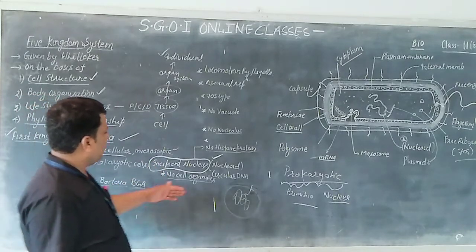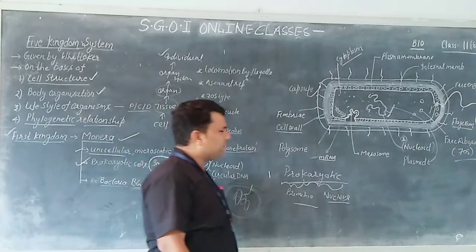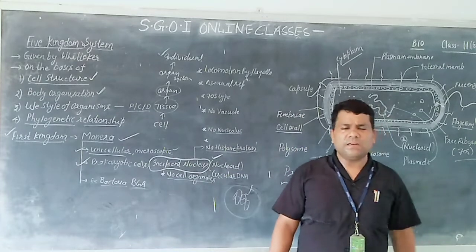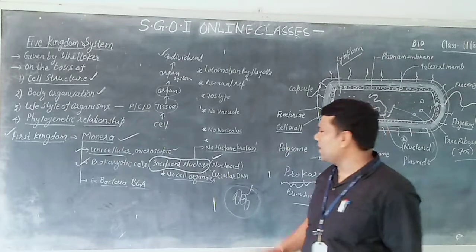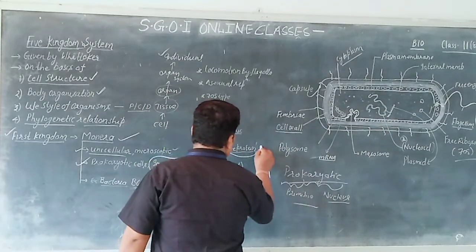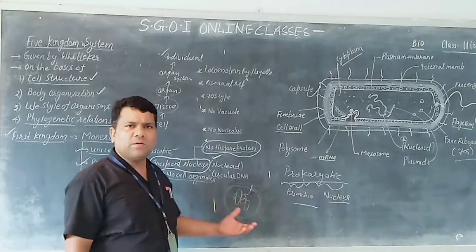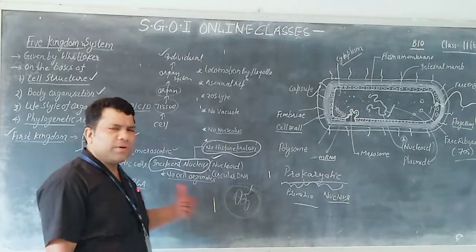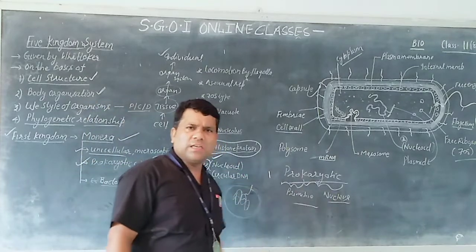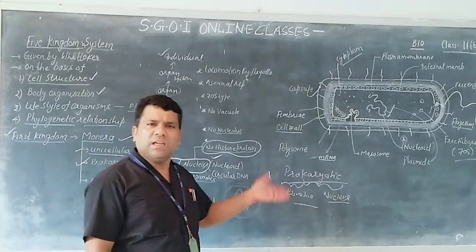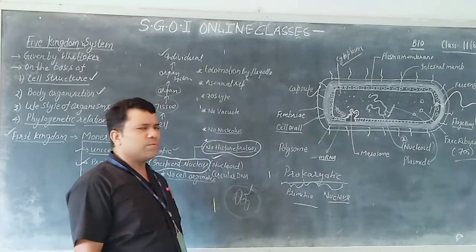ठीक है, उसके बाद मैं आपको ये बताना चाहूंगा कि जो न्यूक्लियस होता है, न्यूक्लियस में जो जेनेटिक मटेरियल होता है, meaning that in nucleus there is a genetic material DNA found. This DNA does not have the histone protein. So the difference between the prokaryotic and eukaryotic DNA is that in prokaryotic DNA there is no histone protein found, but in eukaryotic cell there is a histone protein found inside the DNA molecule. Okay, this is also a very important point.